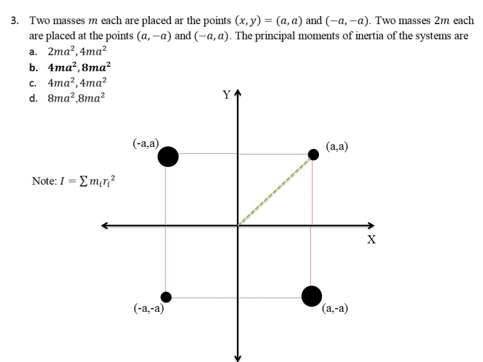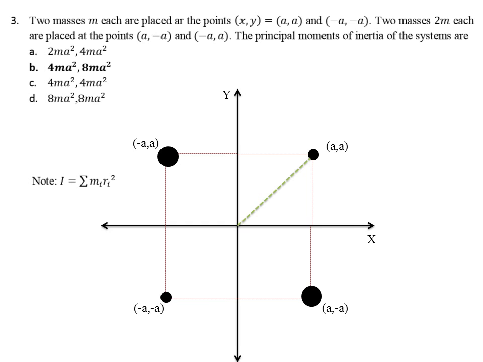Now problem number 3. Two masses m each are placed at the points x, y equal to a, a and minus a, minus a. Two masses 2m each are placed at the points a, minus a and minus a, a. The principal moments of inertia of the system, that is Ix and Iy, are. The right answer is B, that is 4ma square and 8ma square.